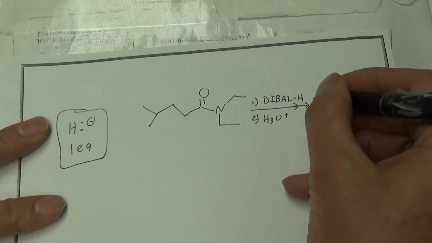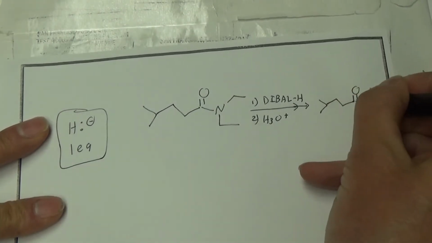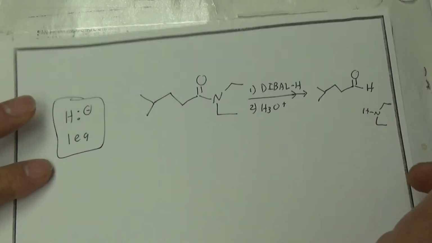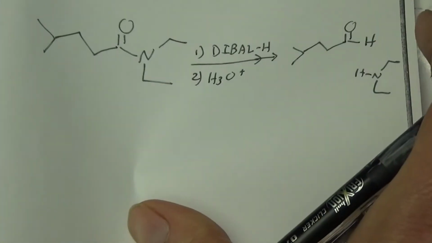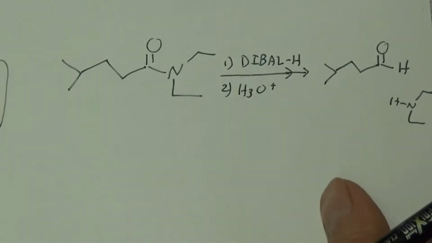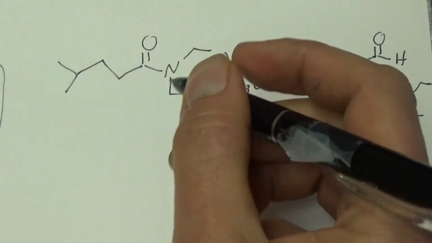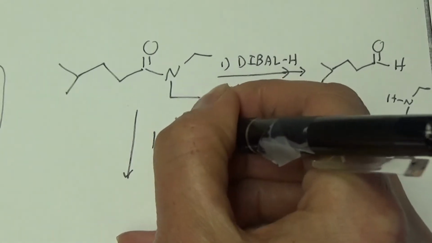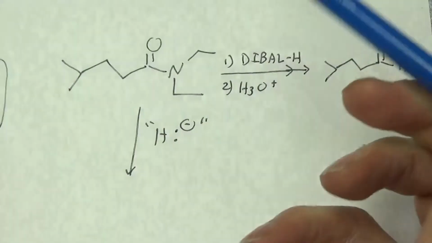It actually just makes the aldehyde. And then you get your amine as a byproduct, diethylamine, whatever. So this is going to be the byproduct, diethylamine, there. And this actually works exactly the same way the ester reaction did. So that's convenient. We can just do the mechanism real quickly.